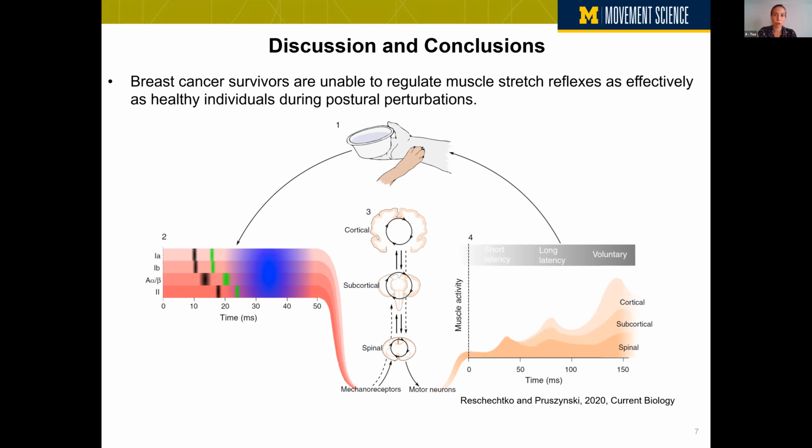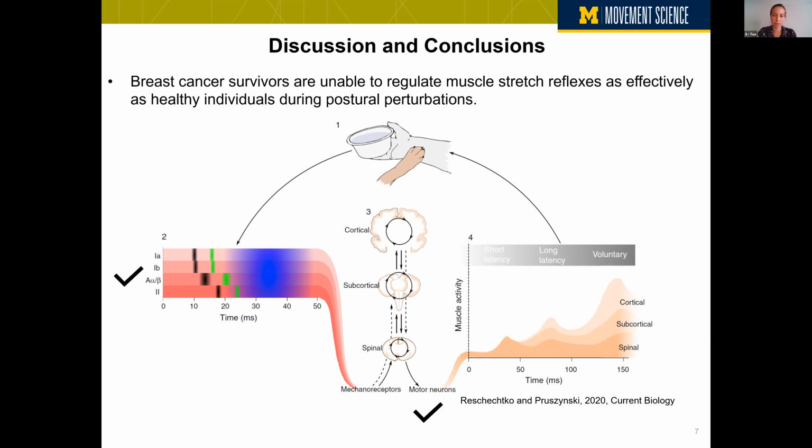Radiation has been shown to inhibit muscle stretch reflexes previously, and more recent evidence has come out that some chemotherapy drugs tend to cause aberrant activity of the motor neurons, as well as damage the sensory neurons that are innervating the muscle spindle afferents.